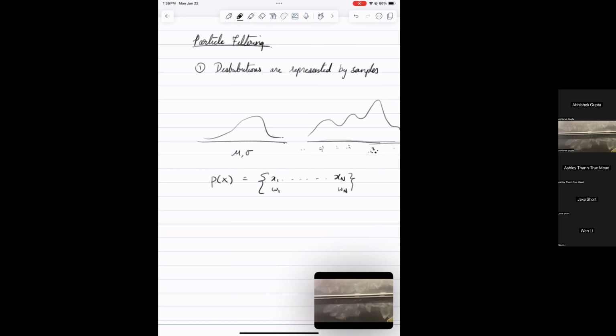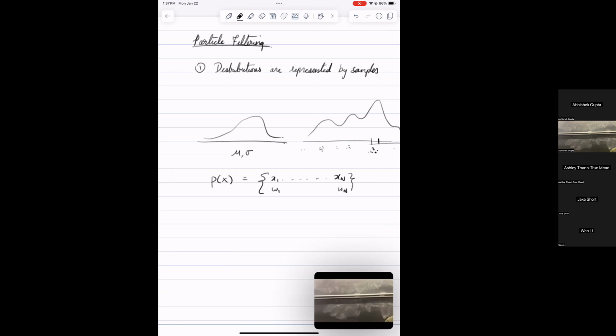Okay, and so in the simplest version of this, the weights are all 1 over n, and then you just have an unweighted set of particles. You could also consider a weighted set of particles, right? And the way to think about this is, let's say I want to know the likelihood of an event in a certain region. I sum up all the weights of the particles in that region, and that gives me a probability, right?